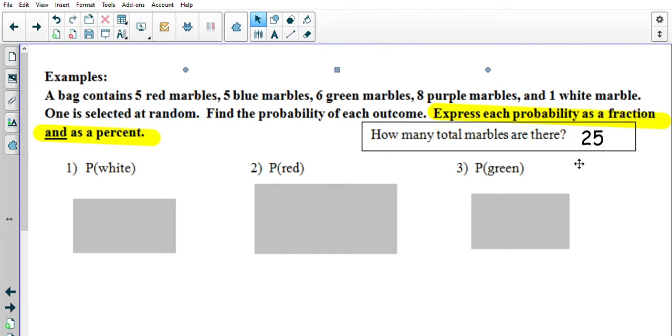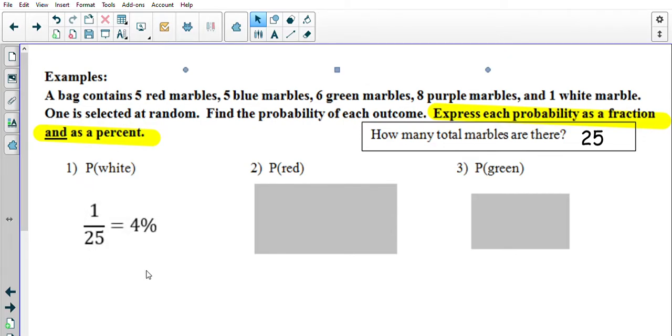Okay, hopefully you got the same sum that I did. We have a total of 25 marbles. So number one is asking us, it says P parentheses white, which means what's the probability that we select a white marble? Well, going back to the directions, we have one white marble out of the 25 total. So that probability will be 1 out of 25.